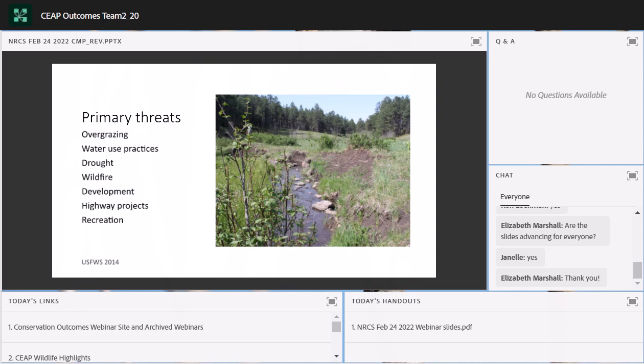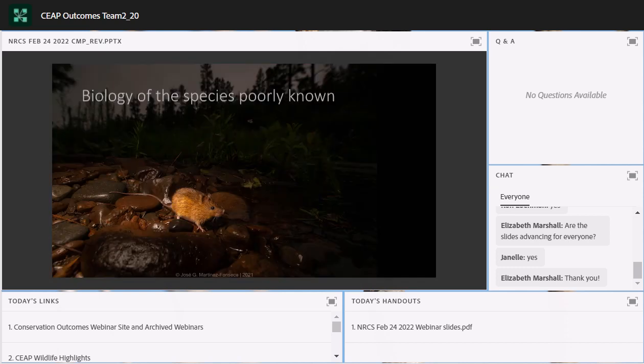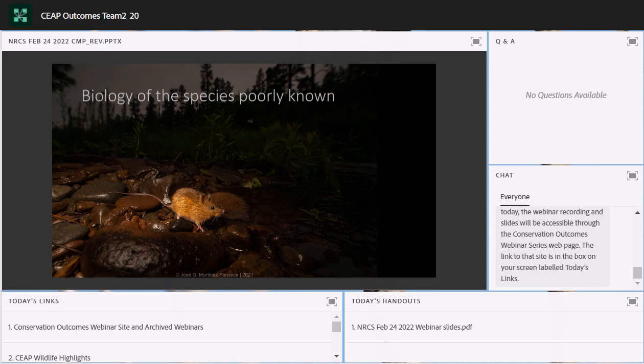So threats that led to listing included habitat degradation or loss. Primary threats ranged from overgrazing to water use practices to recreation. And we knew something about other jumping mice that occur further north in the US and Canada, certainly in more mesic sites further north. But we didn't know a lot about the ecology of this particular species. We suspected it was a riparian obligate, something that requires riparian areas for its survival. We thought it to be nocturnal and hard to capture, but there was a lot more we needed to know to be able to effectively manage the species.